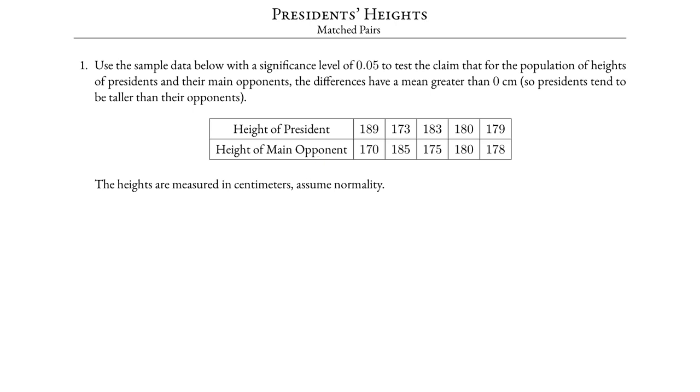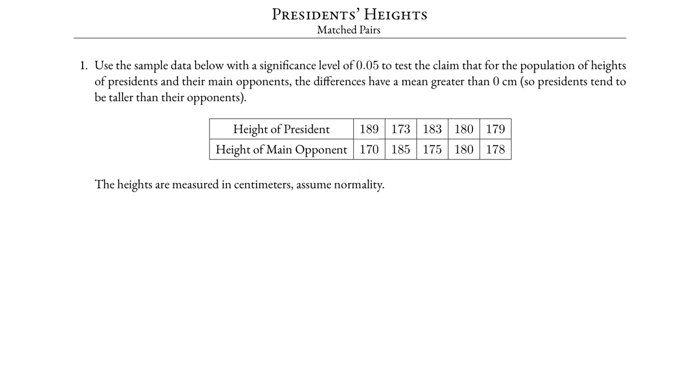When we state the main opponent, we assume that it is a one-on-one match. So this is a matched pair. President 1, his opponent. President 2, his opponent. President 3, his opponent, and so on. The heights are measured in centimeters and we assume normality. In this case, we do not need to check the condition because the normality condition is met.